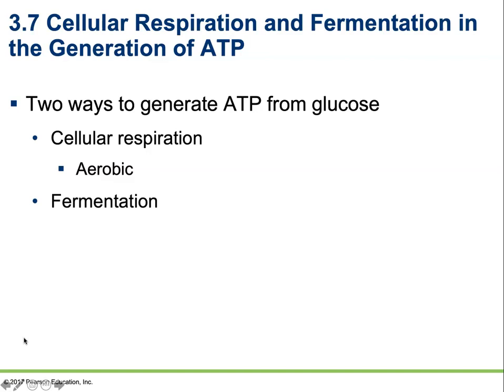Fermentation, on the other hand, is a process by which we can obtain ATP from glucose that does not require oxygen. This is what's known as anaerobic. Anytime you see that prefix an, it usually means a negation or a not. So you can kind of think of it as we have aerobic and not aerobic in terms of requiring oxygen.